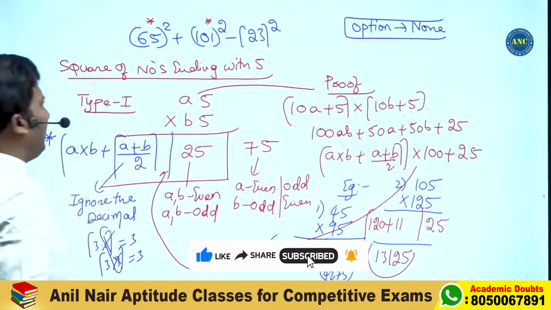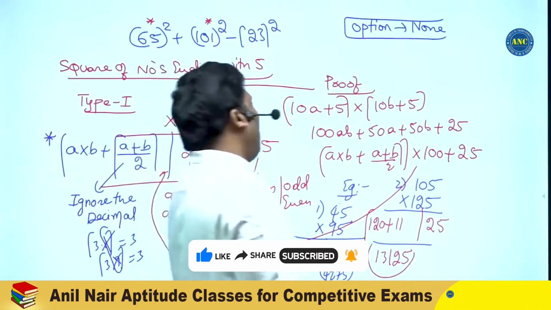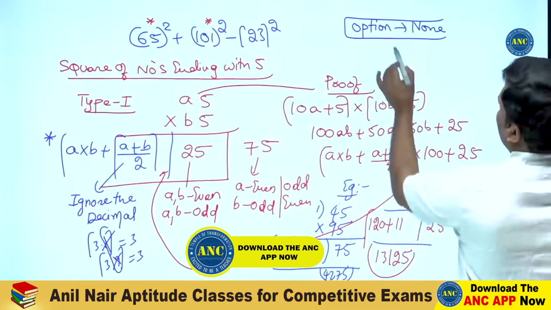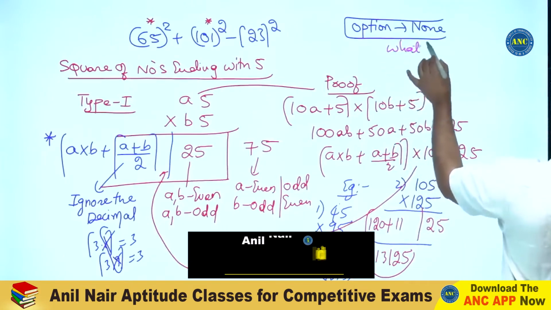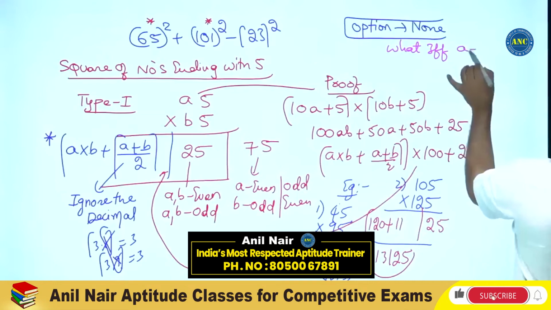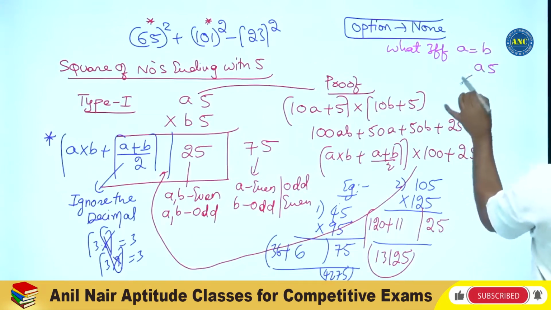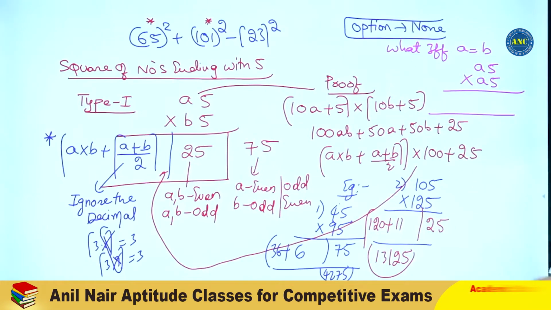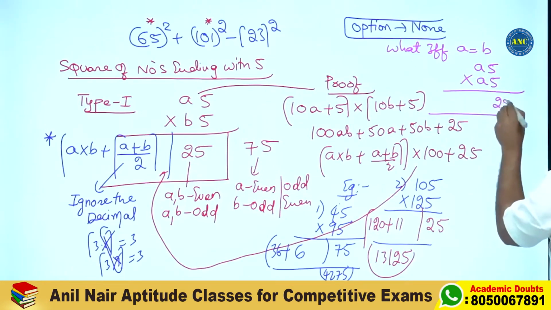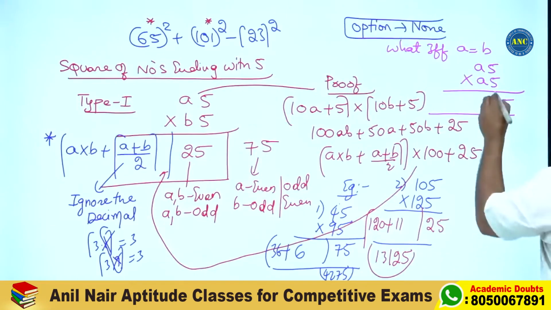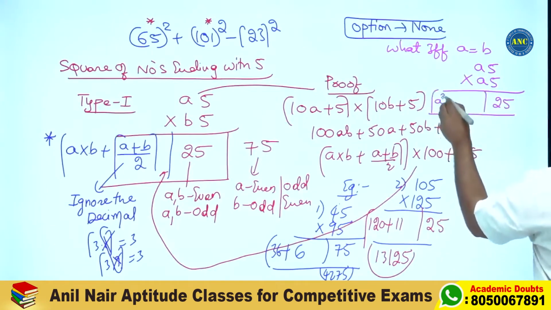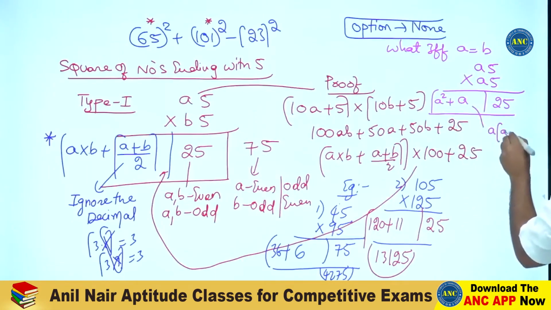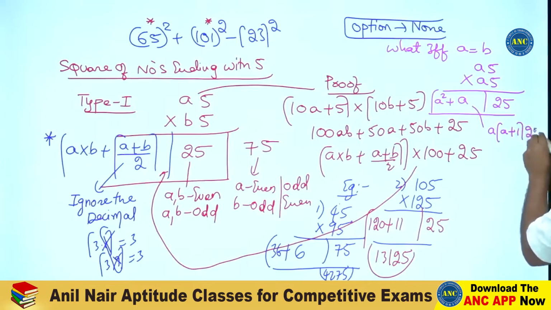I hope the idea is clear. Now, 65 whole square means 65 into 65. Write down a key point. What if A is equivalent to B? It will become A5 into A5. Are you all with me? A5 into A5. If A is even, even into even, 25. Odd into odd, 25. A into A square, A plus A, 2A by 2, A. It is A into A plus 1, ending with 25.